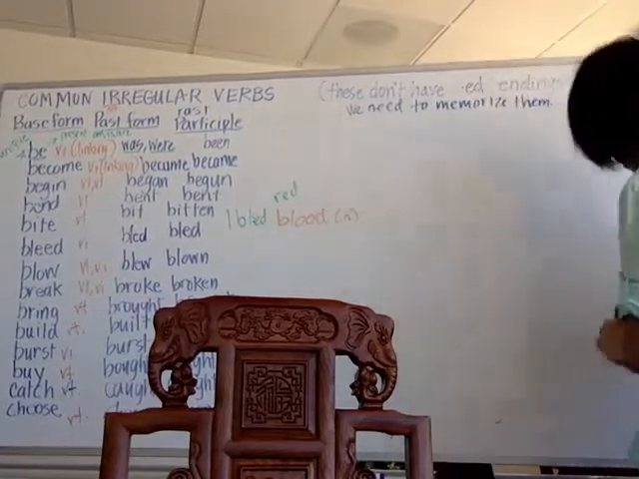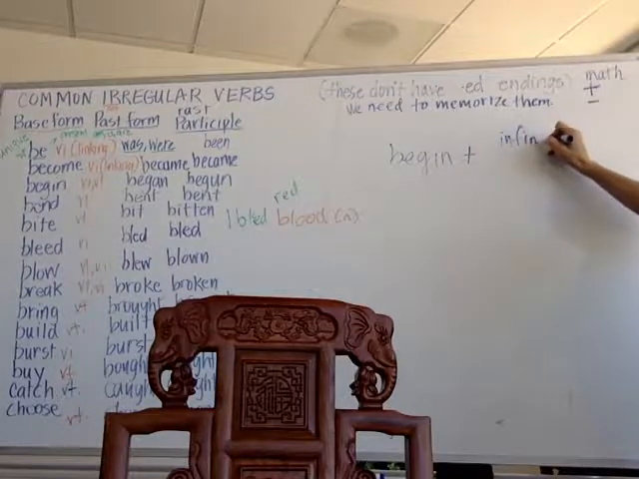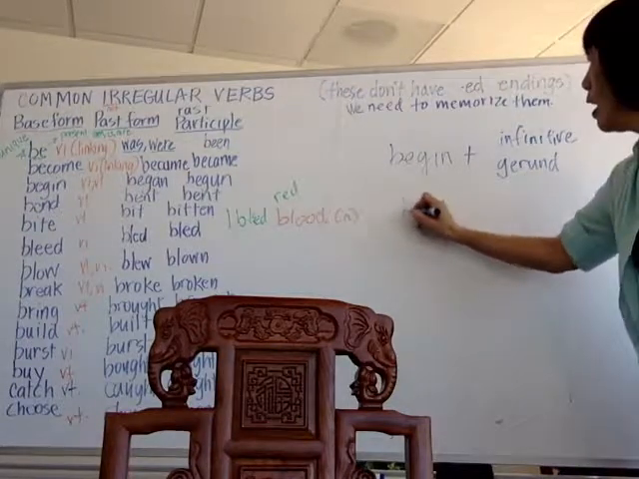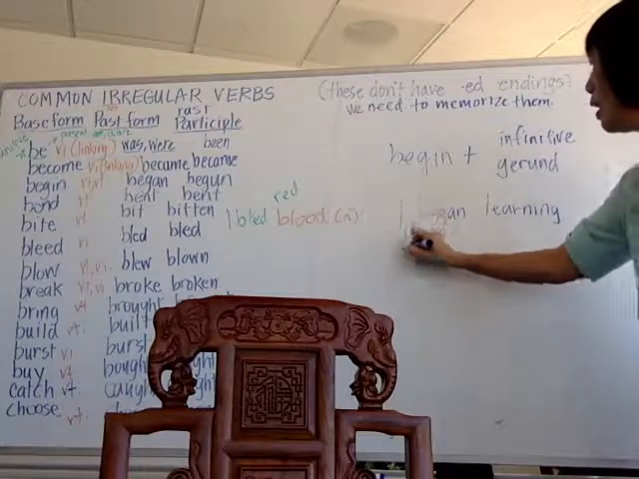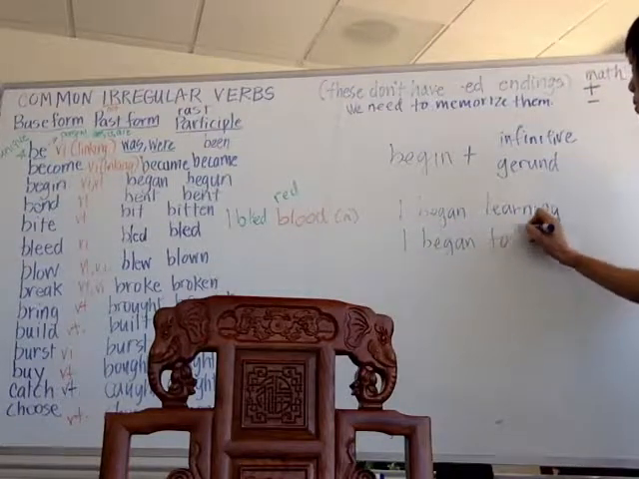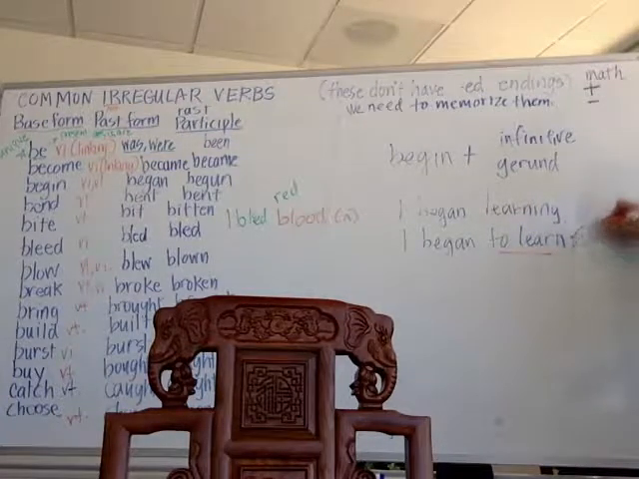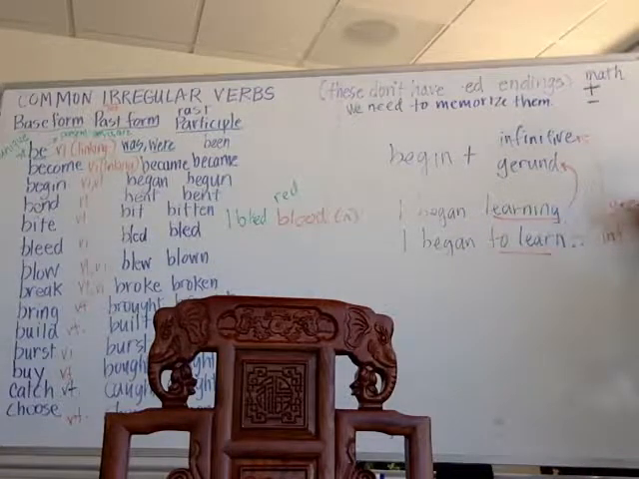So let me show you what that is. When we use the verb begin, we can use either the infinitive or the gerund. So I'll show you what this means. I began learning, or I began to learn. Both of these are okay. This one is called the infinitive, which I can abbreviate INF, period. This one is the gerund, which I can abbreviate as GER, period. Both of these are okay.